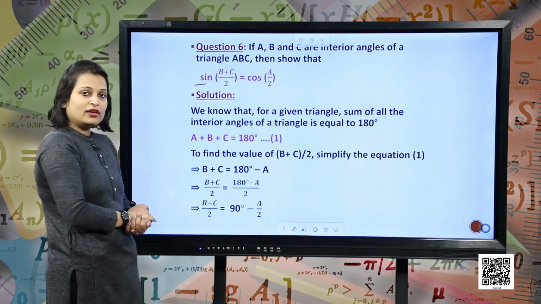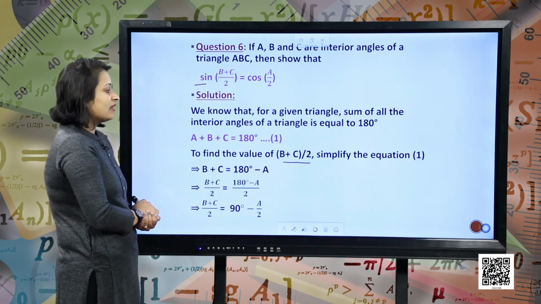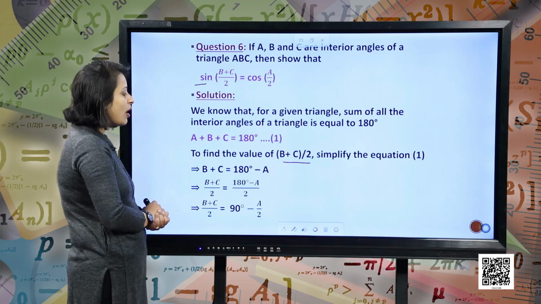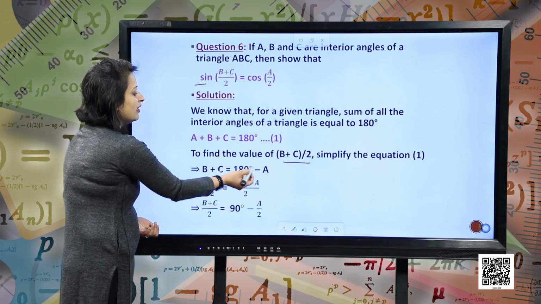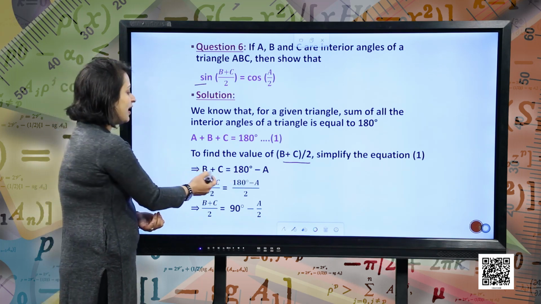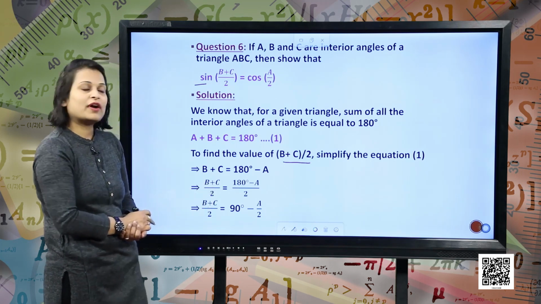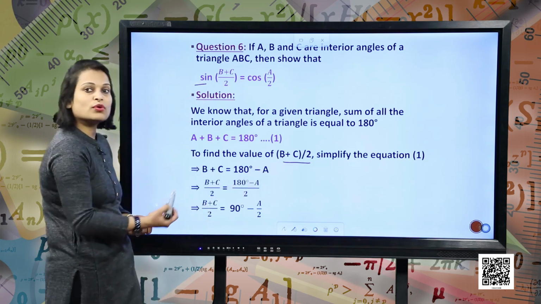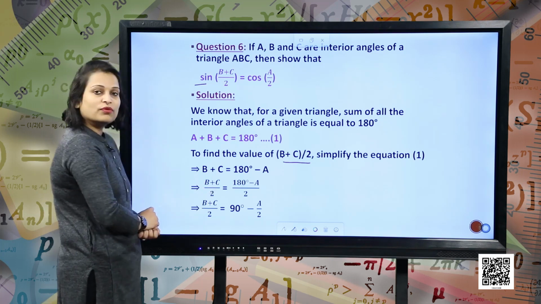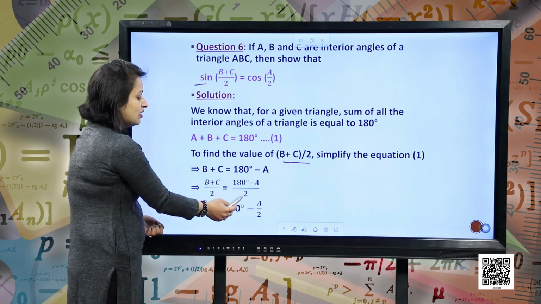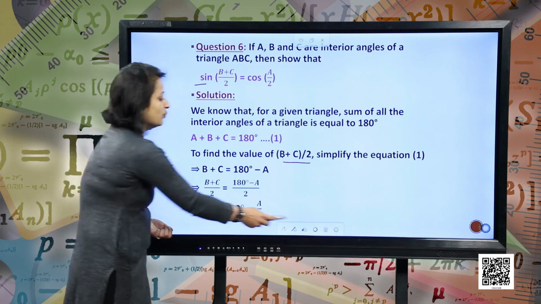Now we need to find the value of B plus C divided by 2. Now simplify the equation 1. Here how you will calculate the value of B plus C? B plus C is equal to 180 degree minus A. Now divide this equation by 2. What will you get? B plus C divided by 2. Since we need to find out the value of B plus C divided by 2, we have to divide this equation by 2. So B plus C divided by 2 will give you 180 degree minus A divided by 2, which is 90 degree minus A by 2.